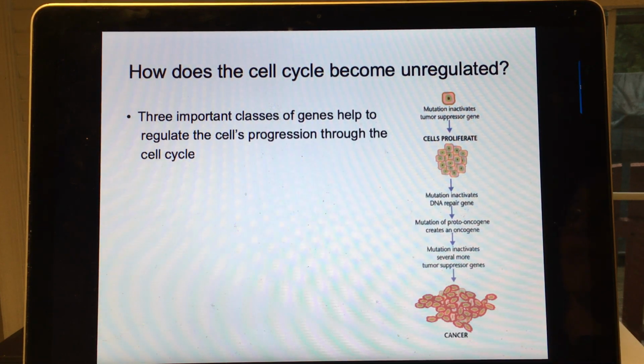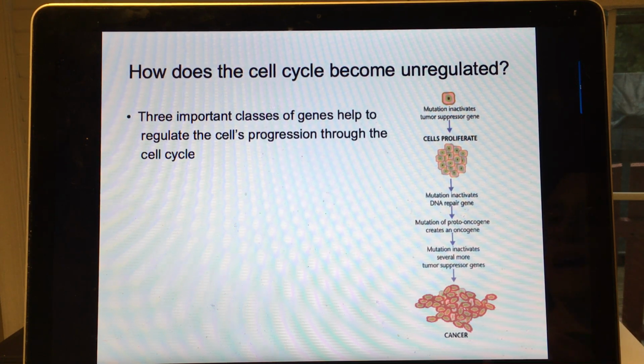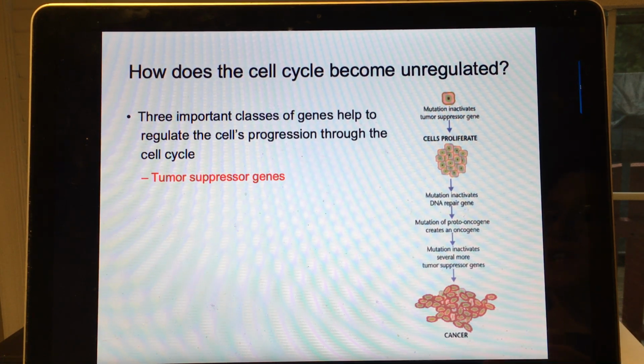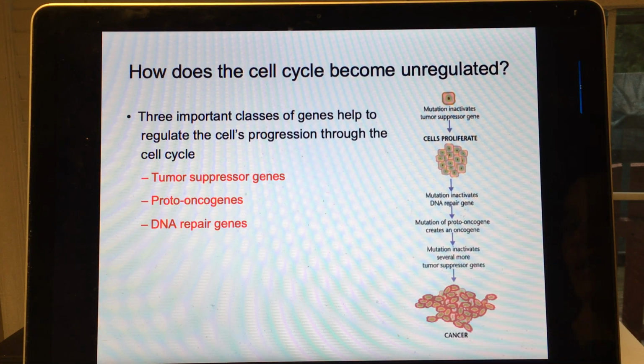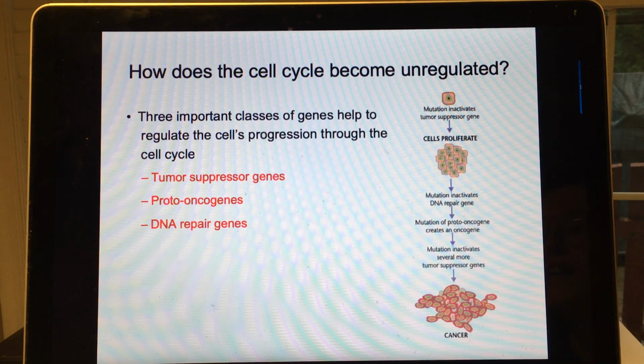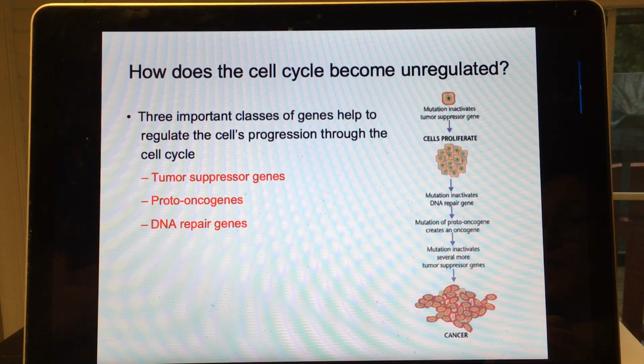So there are three important types of genes that help regulate the cell cycle, and they are called tumor suppressor genes, proto-oncogenes, and DNA repair genes. I'm going to get into a little bit of detail, but not too much, on each of these three types of genes and give you a good simile to help keep them straight, because it's really easy to get tumor suppressor genes and proto-oncogenes confused. It's kind of hard to tell the difference.